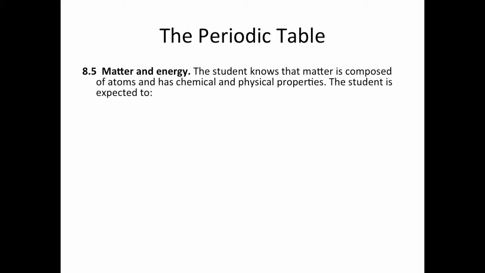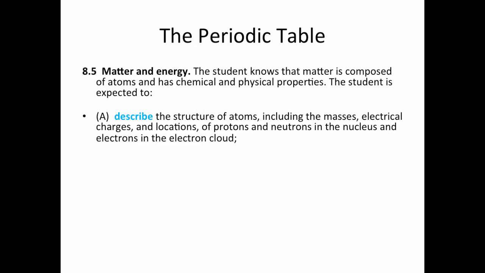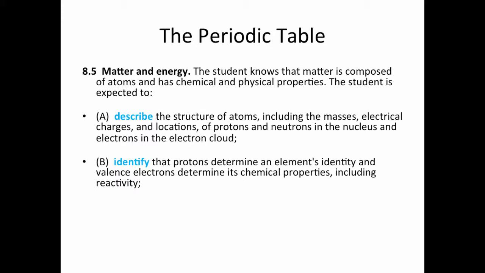The matter and energy: the student knows that matter is composed of atoms and has chemical and physical properties. The student is expected to describe the structure of atoms, including the masses, electrical charges, and locations of protons and neutrons in the nucleus and electrons in the electron cloud. We covered that in the very beginning of the PBL in the first student journal, if you want to refer back to that. Also, identify that protons determine an element's identity and valence electrons determine its chemical properties, including reactivity. That we talked about in the second one, protons and reactivity, the second student journal.